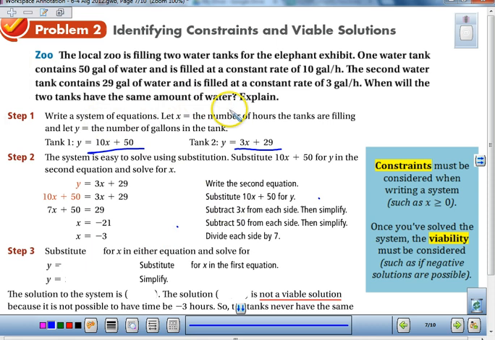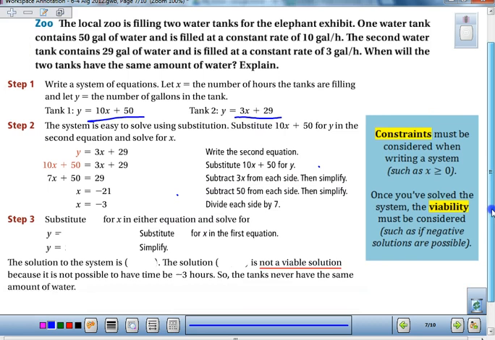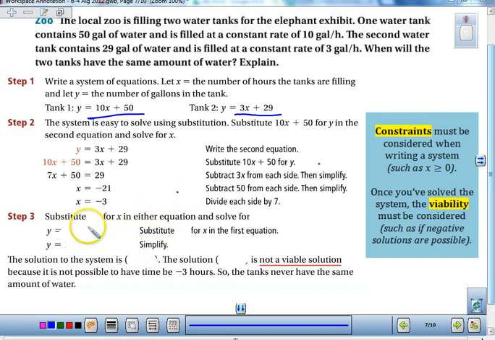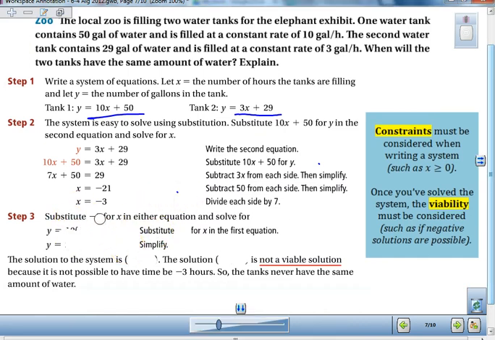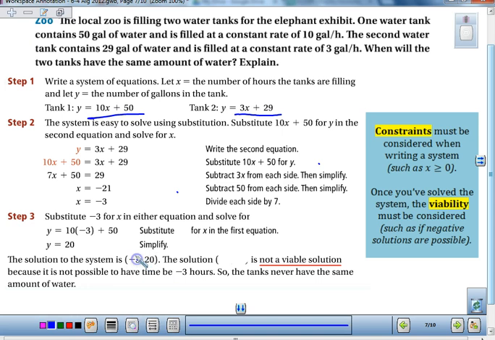When will the two tanks have the same amount of water? x equals negative 3. Okay, is that making sense to you? Well, you continue because you're just plugging along and you substitute in negative 3: 10 times negative 3 plus 50, and we get y is 20. So we think the solution is (negative 3, 20).